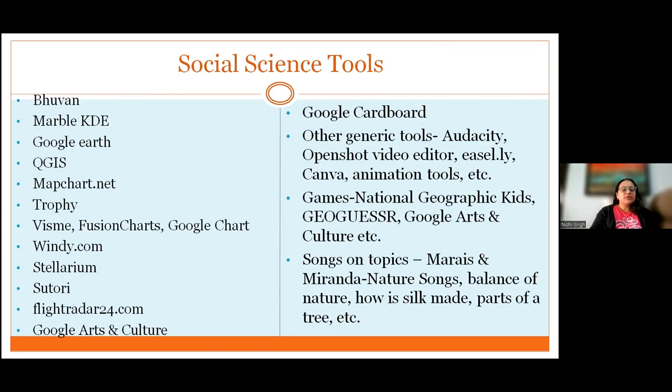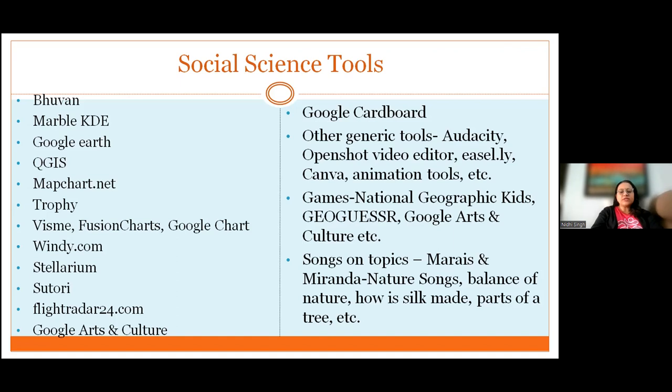Then you have Marble KDE, then Google Earth, then QGIS. KDE is the name of the community that develops free and open source software. So Marble is free and open source software. You can download it and customize it according to your needs. You can create maps, measure the distance, and have a street view. You can zoom in, zoom out the earth, and use it in a globe form, a map form, or a chart form. Already created maps of the 18th century, 14th century are there. You can create your own map using the data that is there, or import the data and use it.